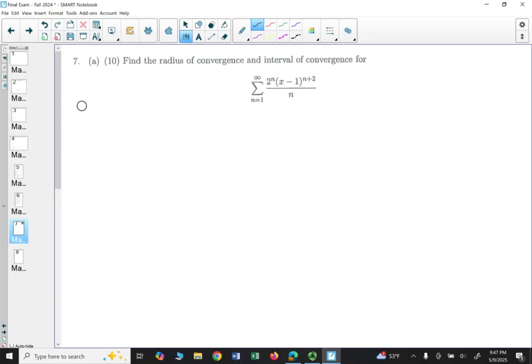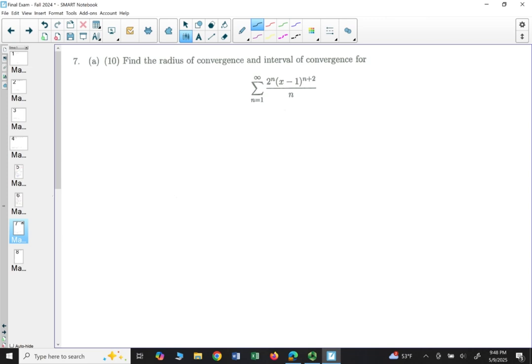Okay, welcome to part 4 of our review for the final exam for Calc 2. Let's continue. Number 7, it says to find the radius of convergence and interval of convergence for this series.